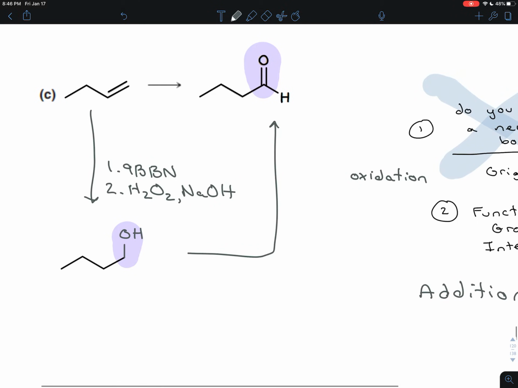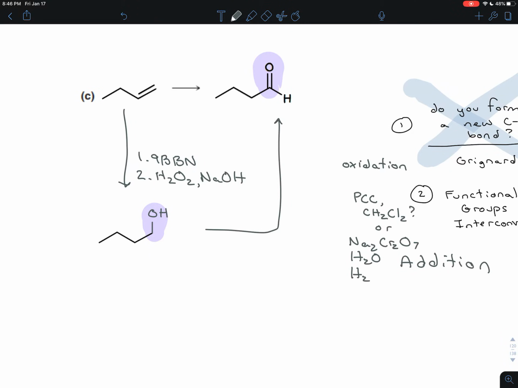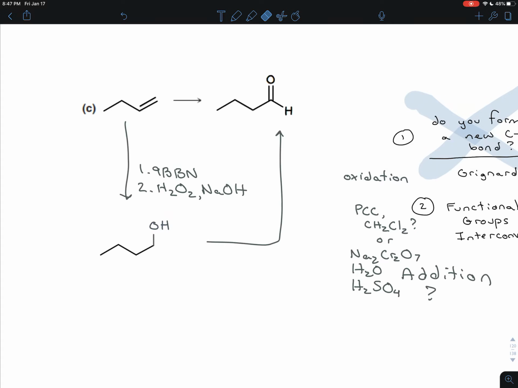Okay, now what do we use? There are 2 possibilities to do an oxidation. We could use PCC in methylene chloride, or we could use sodium dichromate in water and sulfuric acid. Which one of those is the one we want to use here? To answer that, we have to look at what type of an alcohol we have. Look at the carbon that has the OH on it. How many other carbons is that bonded to? Just 1. That's a primary alcohol.